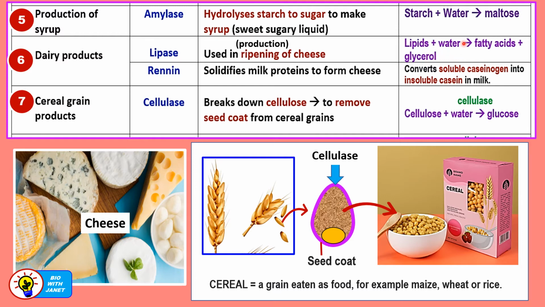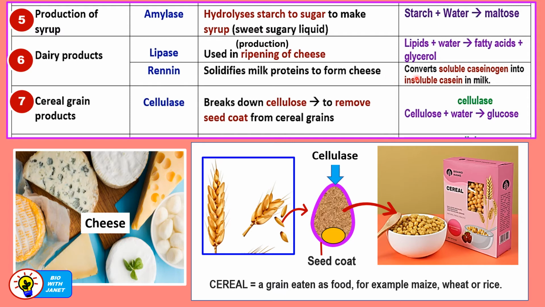Lipids plus water, with the action of lipase, produces fatty acids and glycerol. Now, how about renin? Renin is another enzyme that is used to solidify milk proteins to form cheese. So this is the beginning stage of the formation of cheese, where milk has to curdle and solidify to form the substance that will later form cheese. So renin is added into the milk so that it will coagulate and form cheese, right? To form a substance that is processed to form cheese.